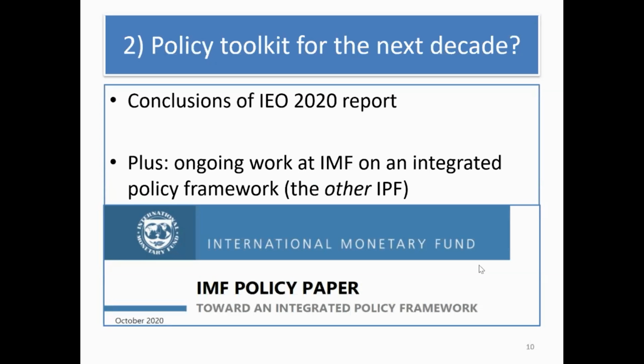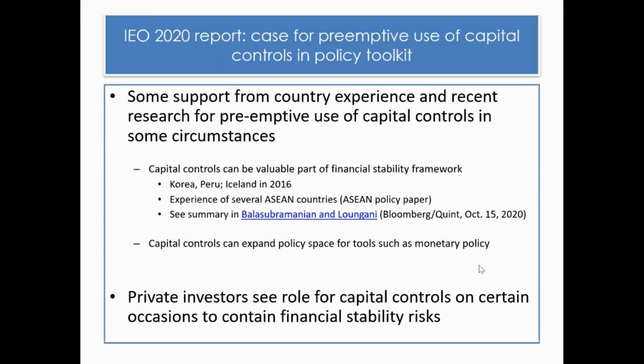I'll conclude on this and use the conclusions of our own IEO report, plus the other IPF, namely the IMF's work on a so-called integrated policy framework. So our own report suggested that from the country experience and from the recent research, there is some support for preemptive use of capital controls in some circumstances. I agree with Poonam that once the episode gets going, controls can backfire and be counterproductive, but preemptive use in some cases can work.